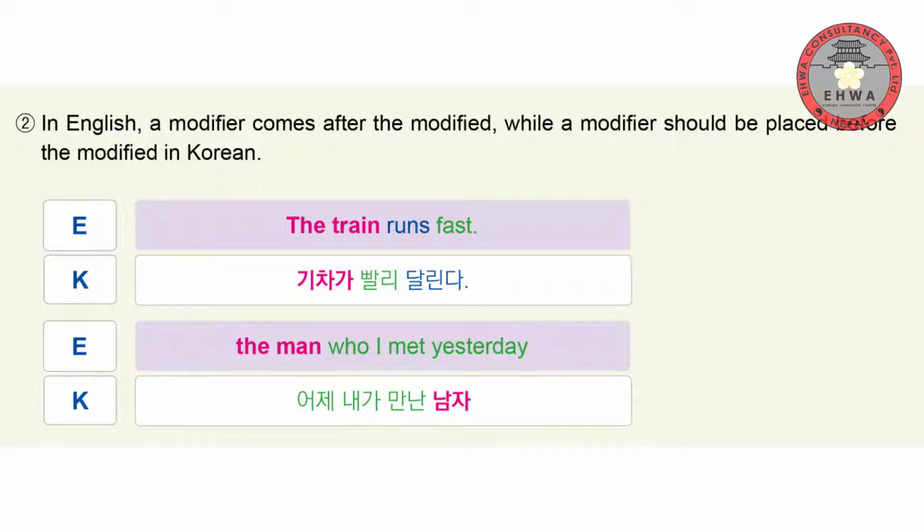English, the train runs fast. Korean, the train fast runs. English, the man who I met yesterday. Korean, yesterday I met man.